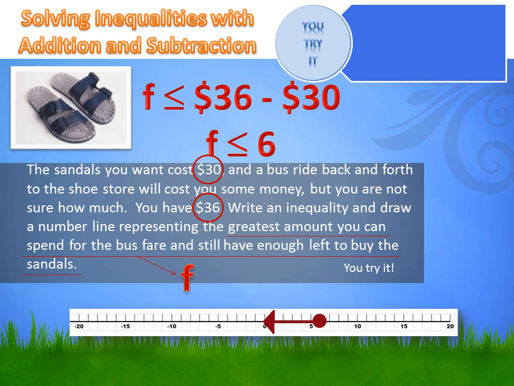Now, I didn't draw it into the negative numbers because I don't think that that's a reasonable range for fares. I don't think anybody's going to pay you to ride the bus. So I only drew that line down to 0.